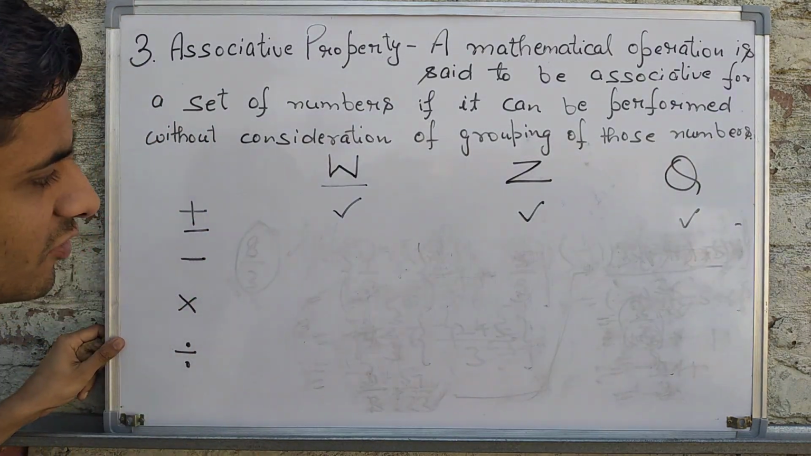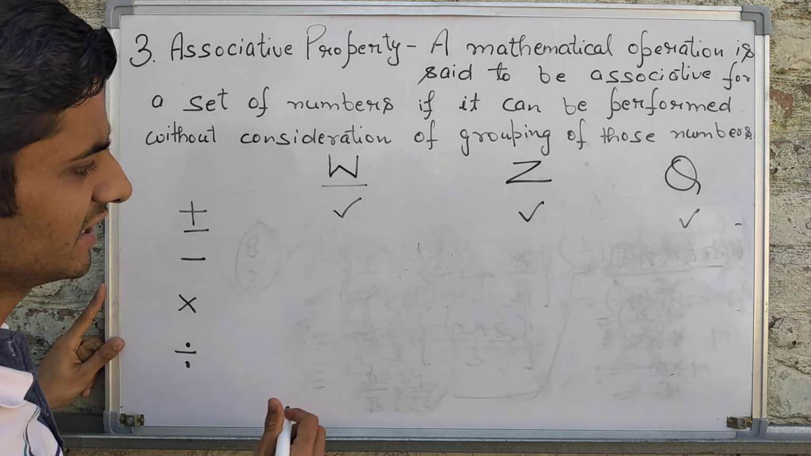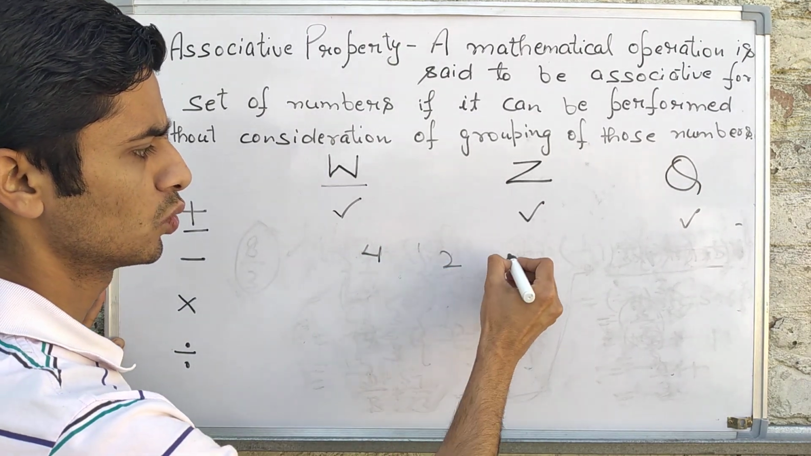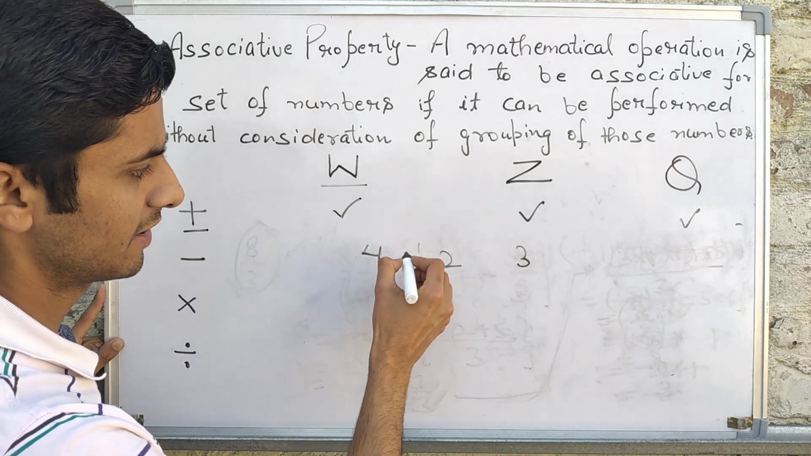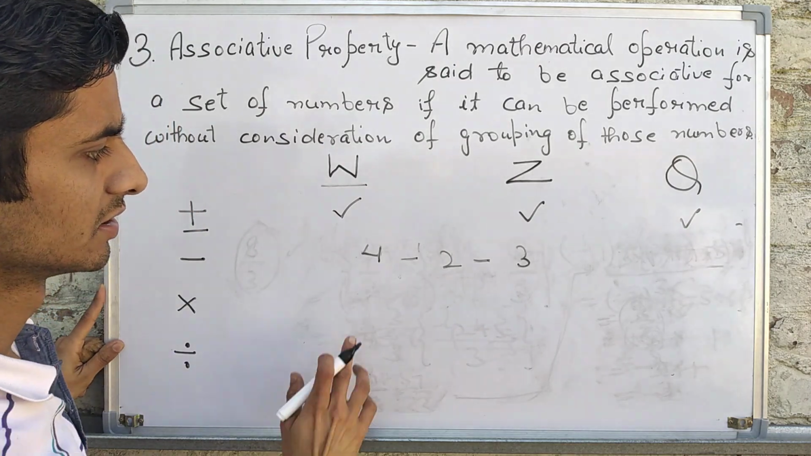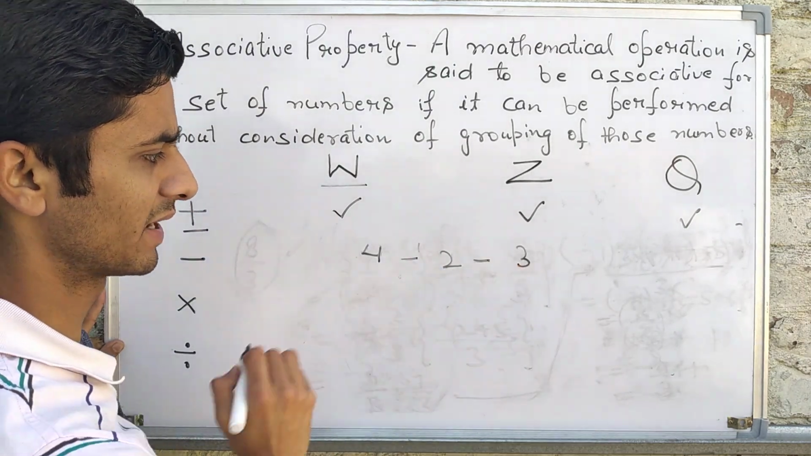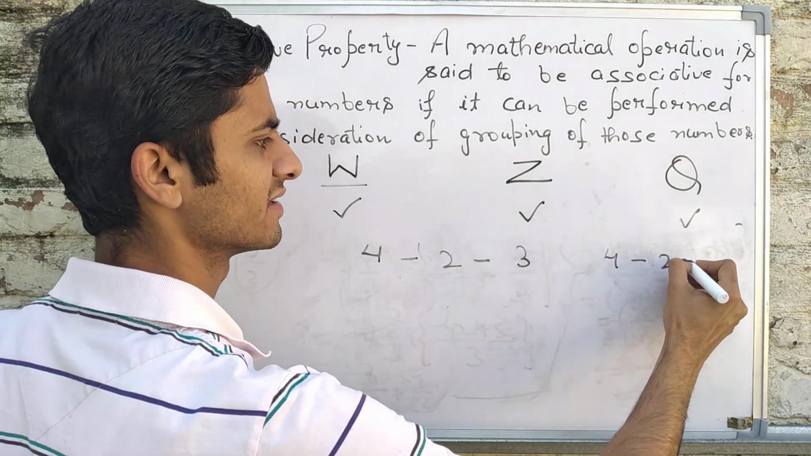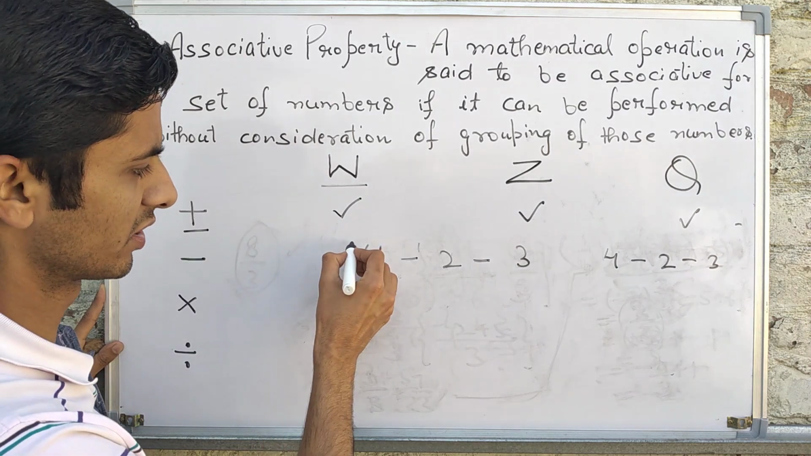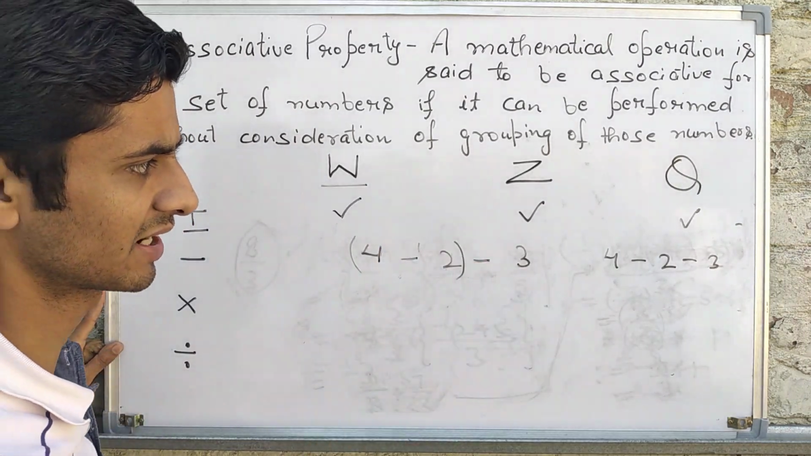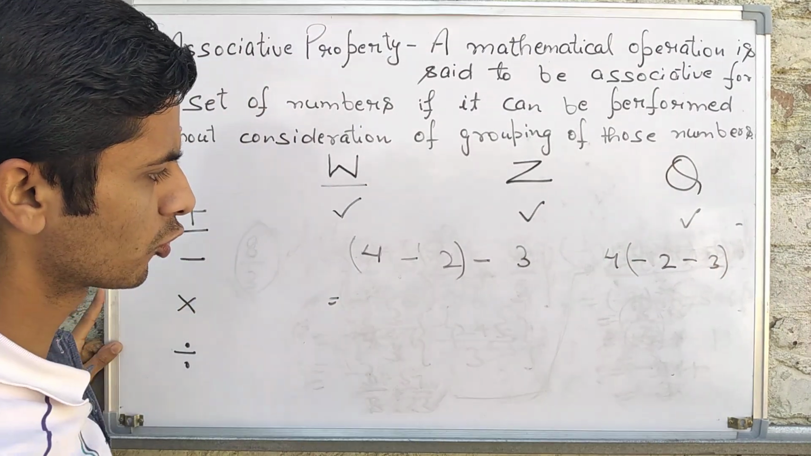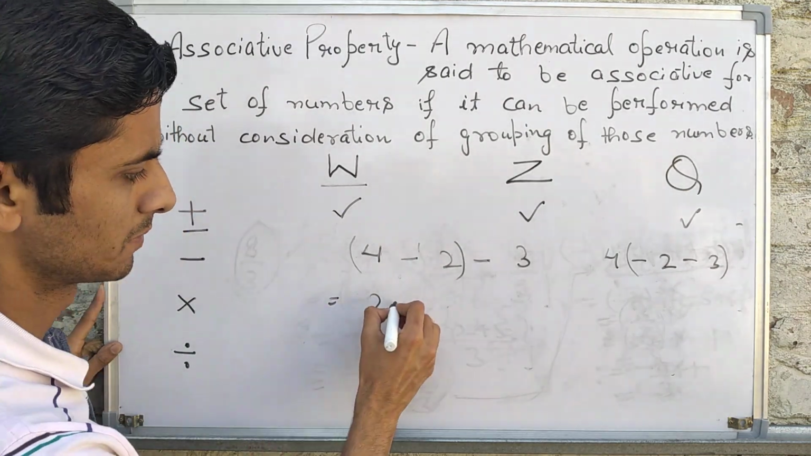Now moving further, let us check for subtraction. Let us take three whole numbers first. Suppose I have taken 4, 2 and 3. I want to subtract these three whole numbers: 4 minus 2 minus 3. Similarly, I write again 4 minus 2 minus 3. Let us group it in different ways. First of all, I am grouping these two and then subtracting. Here I am grouping these two and then subtracting. 4 minus 2 would come out to be 2, minus 3.